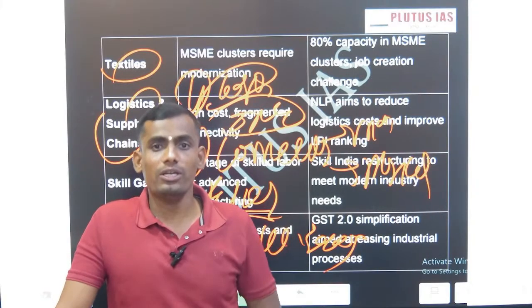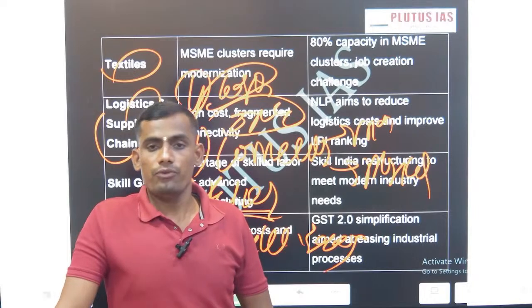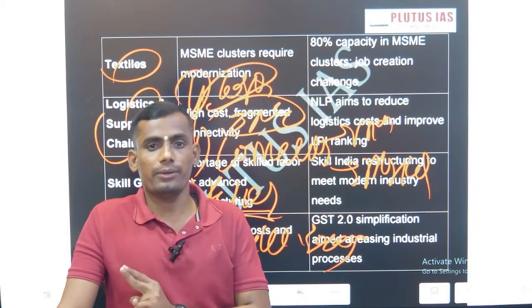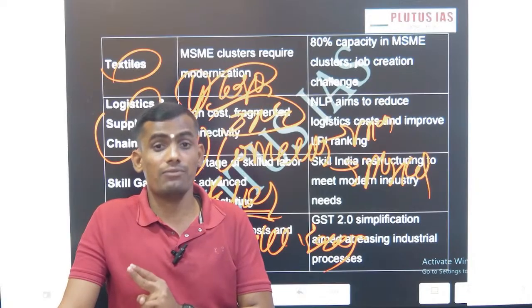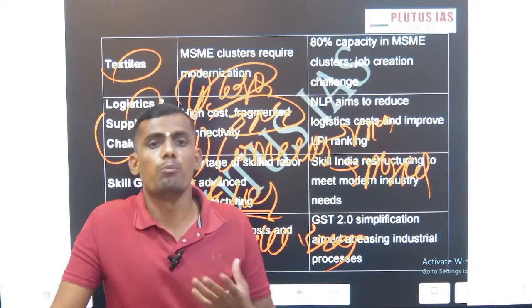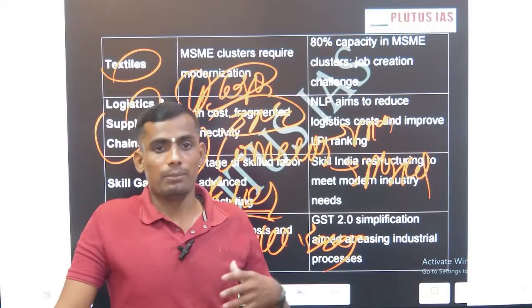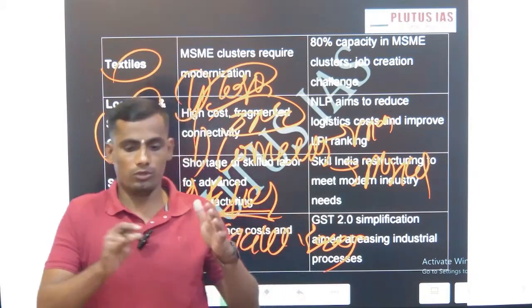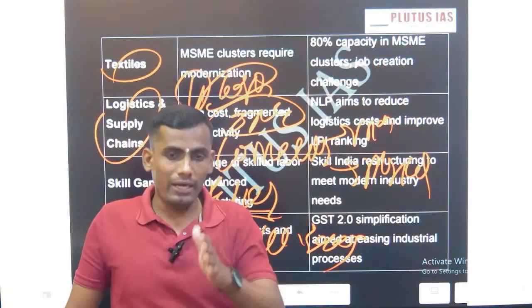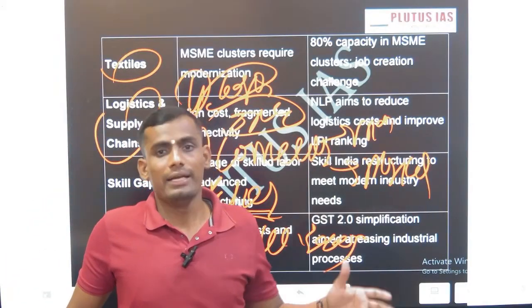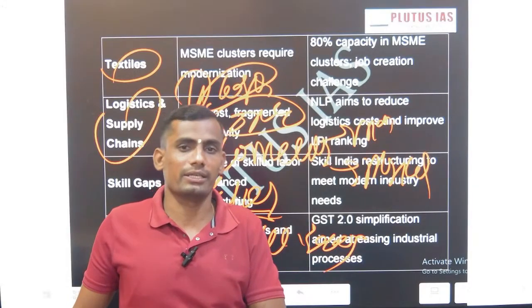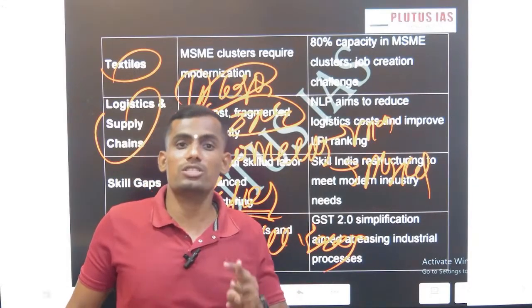The second one is connectivity. If you see the transportation cost, the digital connectivity, internet, and physical connectivity, these cost more. That's why market accessibility becomes very limited, and this lack of market accessibility leads to a decline in the production of the manufacturing sector.